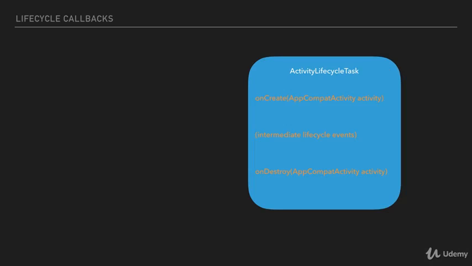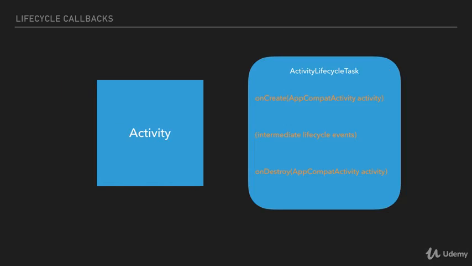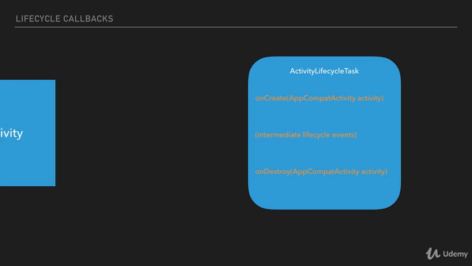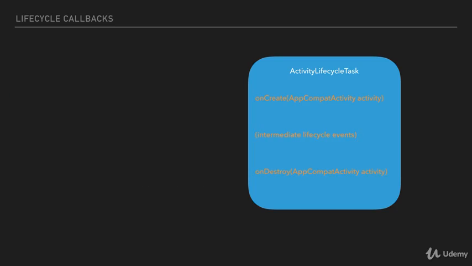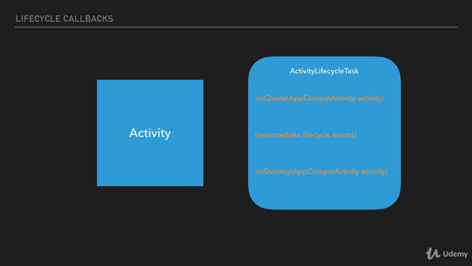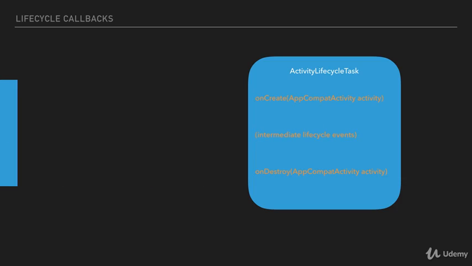The activity lifecycle task will be an abstract class that objects can extend if they wish to get activity lifecycle callbacks. We'll simply inject the set of activity lifecycle tasks that Dagger compiles for us and call through the relevant methods on each task in the base activity.